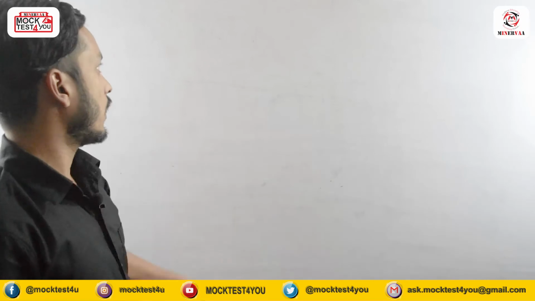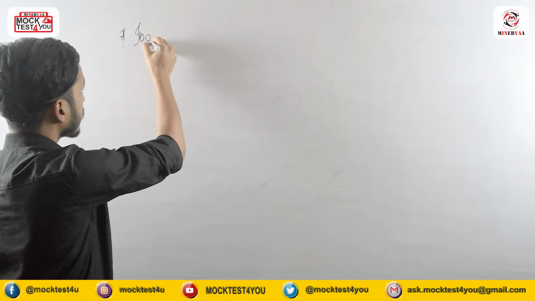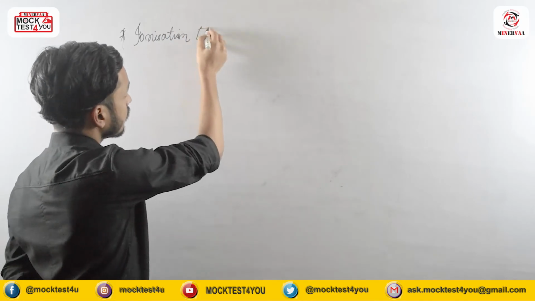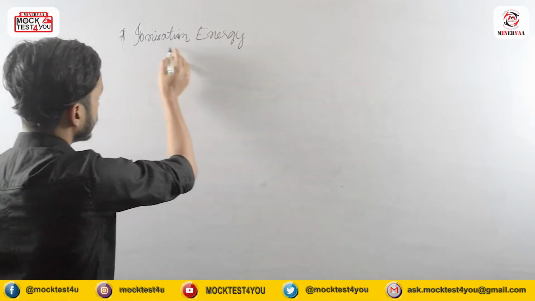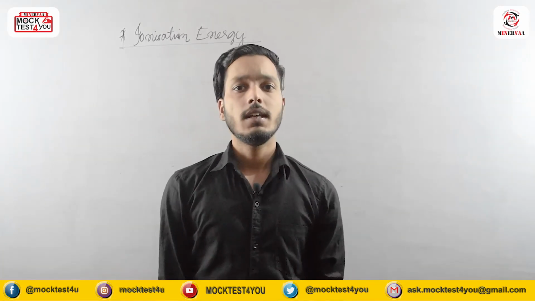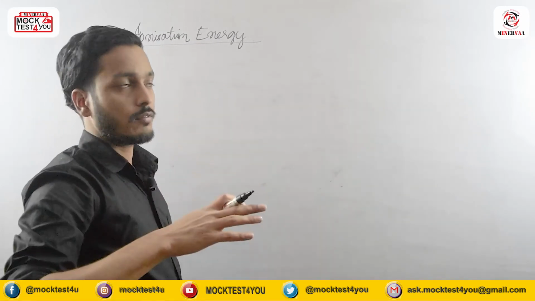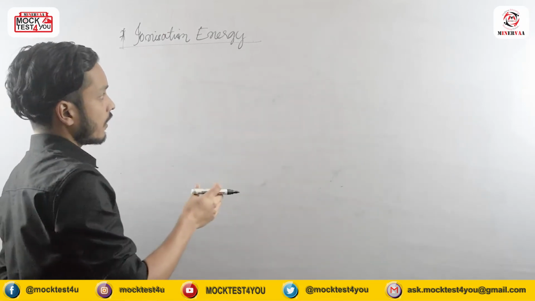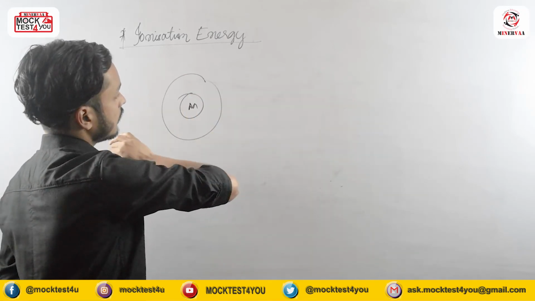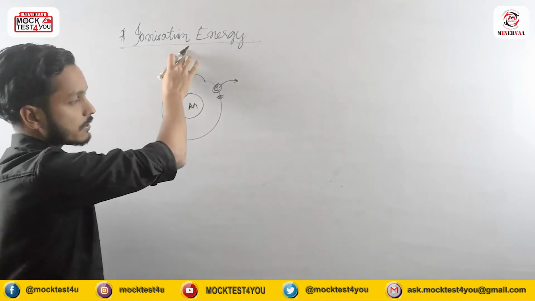So when we talk about the ionization energy, ionization potential or ionization enthalpy, we know that ionization energy is what? The amount of energy required to remove an electron from the valence shell. Suppose this is an atom, and we have discussed this, right? So the amount of energy required to remove an electron from this valence shell, right? So this is called ionization energy, right?